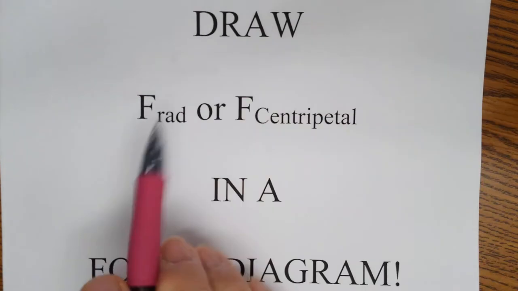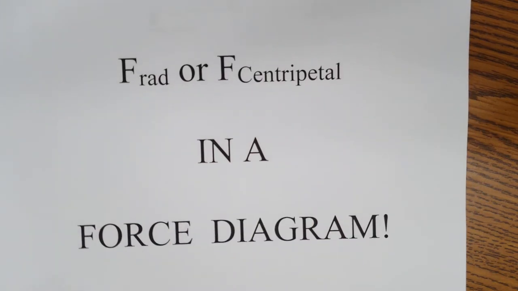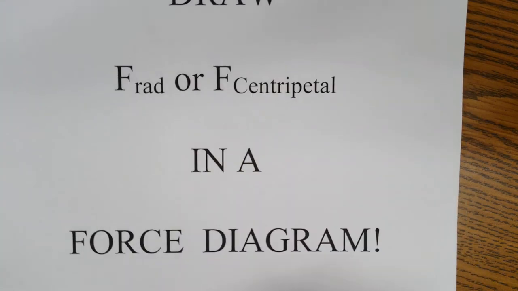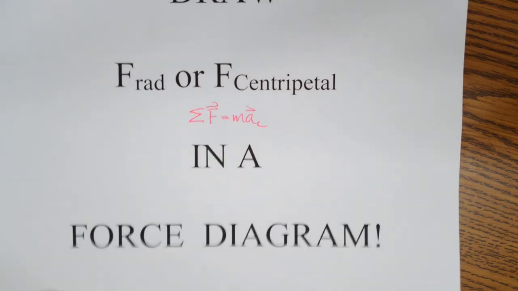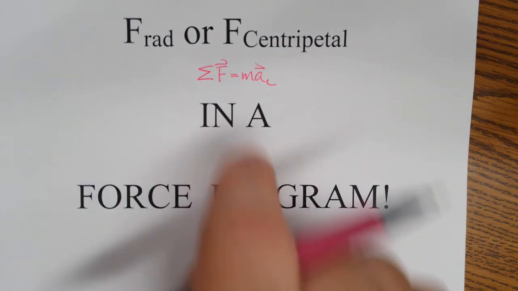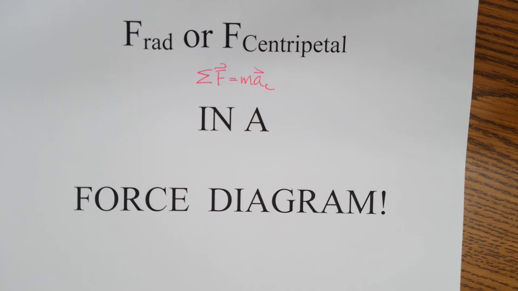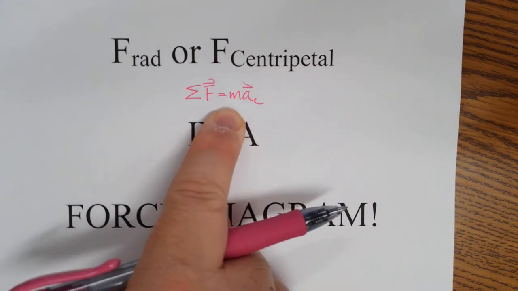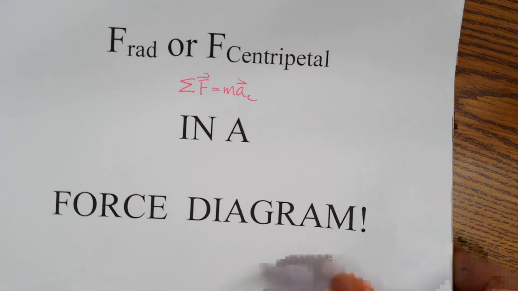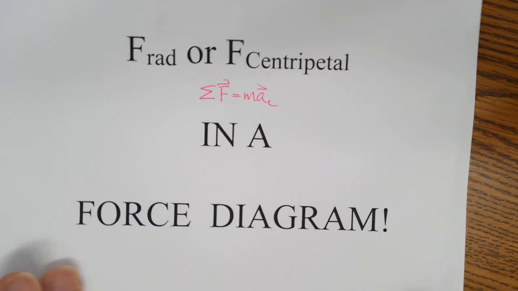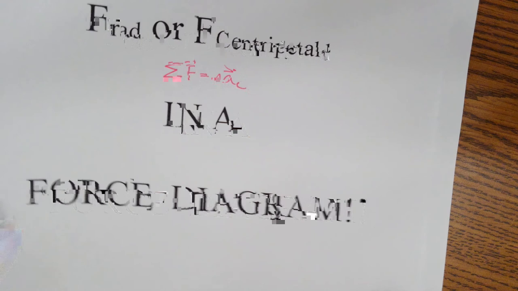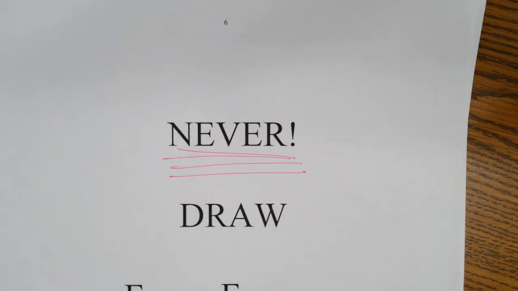Never draw F radial or F centripetal in a force diagram, because this is the net force itself. Never draw this as a part of a force diagram. You set other forces equal to this, just like we did for the other problems. If anybody draws this force on a force diagram, you fail automatically. So never, ever draw radial or centripetal force in a force diagram. Hopefully that's big enough emphasis.